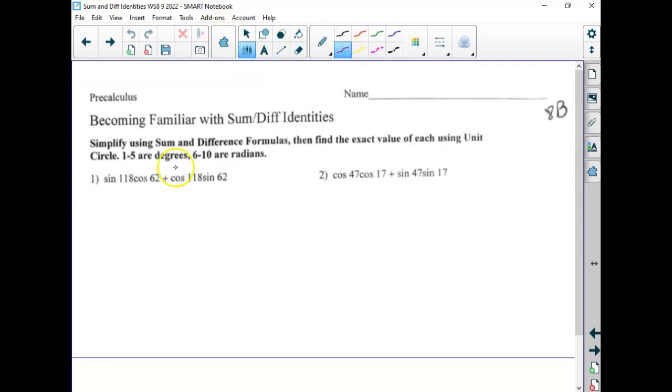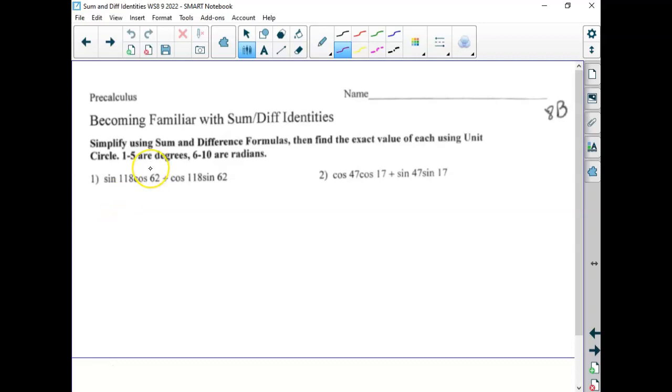Got a pen. So it says simplify using sum and difference formulas, then find the exact value using the unit circle. 1 through 5 are in degrees and 6 through 10 are in radians. So even though this doesn't say degrees, which it should, we're going to go with degrees.